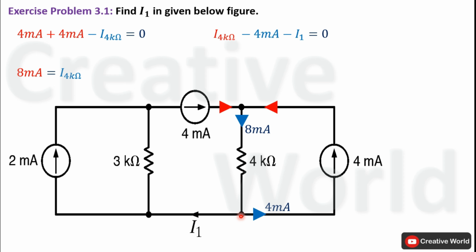On this node only one current is entering, that is the current through this 4 kilo ohm, while two currents are leaving. One is 4 milliampere and the other one is labeled as I1. Leaving currents are taken with negative sign, while entering current is taken with positive sign. Now replace the value of current through this resistance, which is 8 milliampere. We have placed this minus I1 on the other hand side of equal to make it positive and calculate its value. Now subtract 4 milliampere from 8 milliampere to calculate the value of current I1. That will become 4 milliampere. So current through this branch that is labeled as I1 is 4 milliampere.